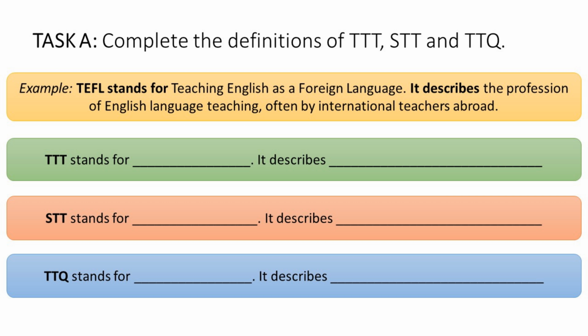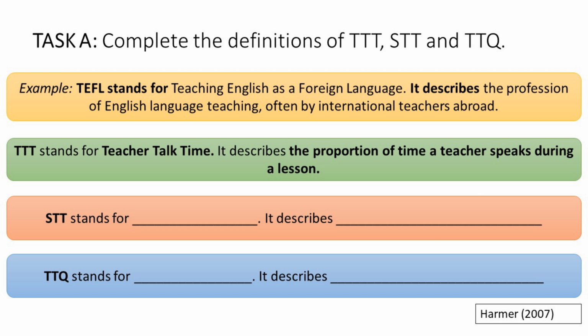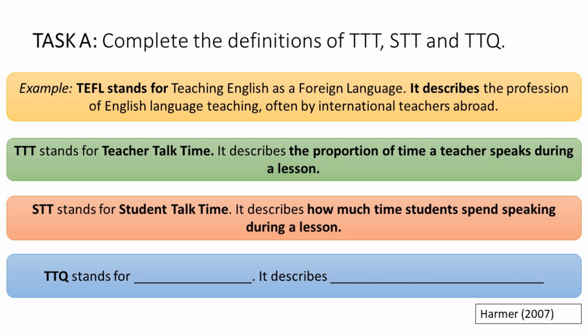So let's take a look at the answers. First, TTT stands for Teacher Talk Time. It describes the proportion of time a teacher speaks during a lesson. So in other words, how much time we are speaking in class. And STT stands for Student Talk Time, and it describes how much time students spend speaking during a lesson. In other words, how much time our learners talk during the class.